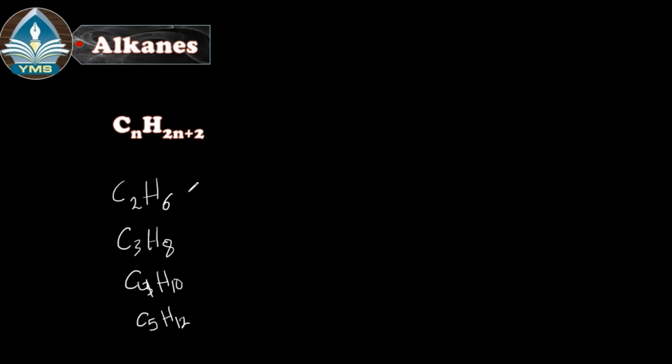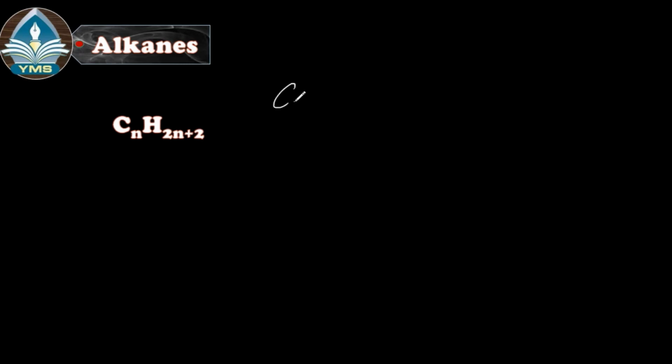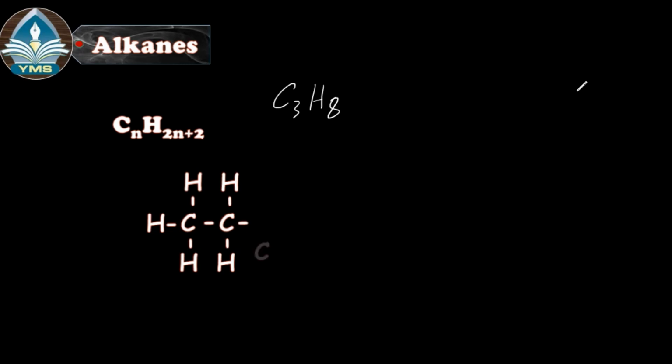It is a series of compounds which differ from the other by a specific number and type of atom. All these alkanes have carbon and hydrogen, and all of them are saturated. What I mean by saturated is, if we draw the structure of these compounds, if we have C3H8, how is it going to be? It's going to be like this. The carbon is going to be saturated with hydrogen in this form.